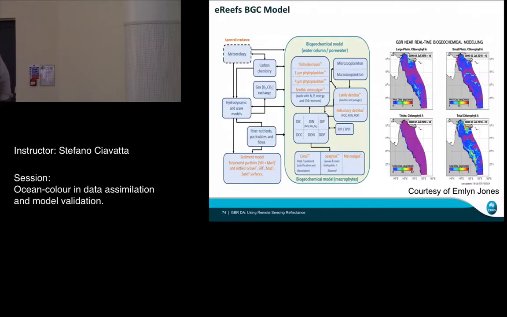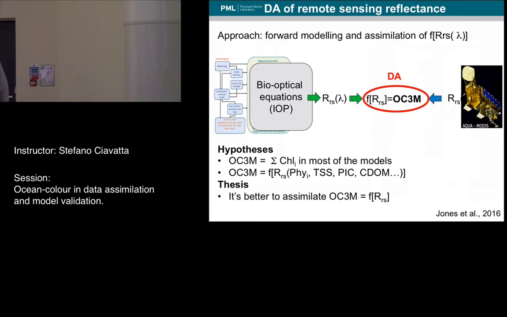So they have a quite complex biogeochemical model that simulates the distribution of four phytoplankton groups in the ocean. No need to go into the details of this biogeochemical model, but let's just say that they have coupled this model with a bio-optical model, which gives as a model output the distribution of the remote sensing reflectance at different wavelengths. So their idea is, okay, let's assimilate remote sensing reflectance coming from satellite data directly into this model.